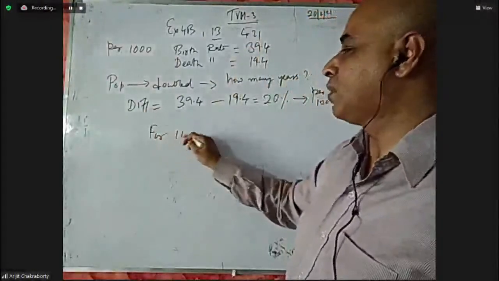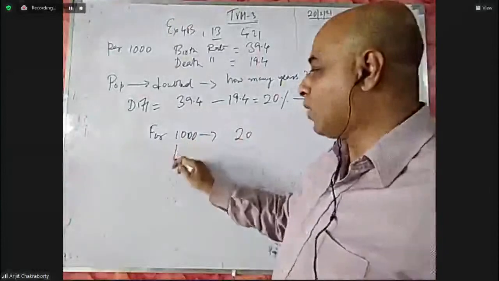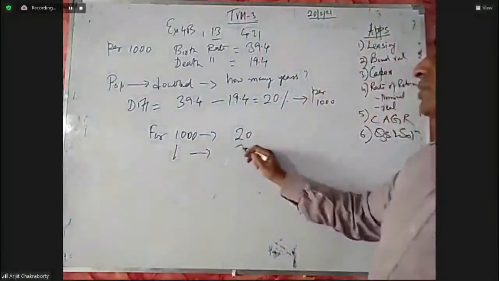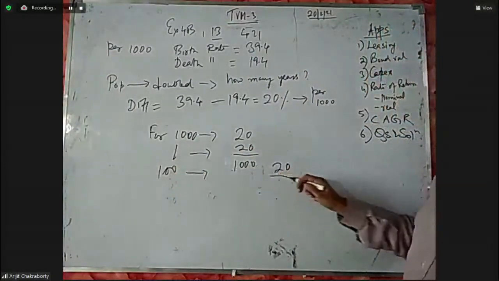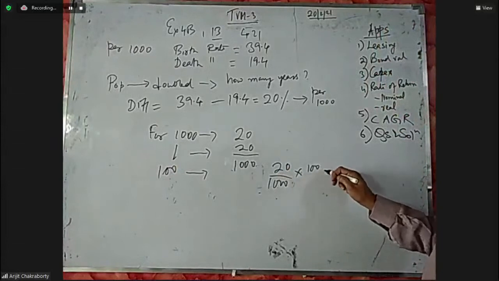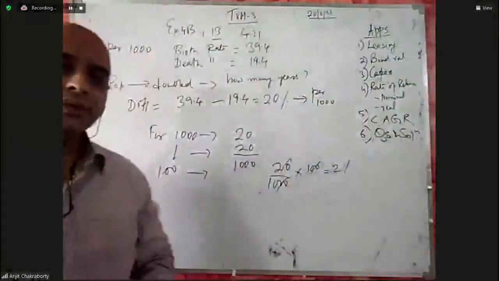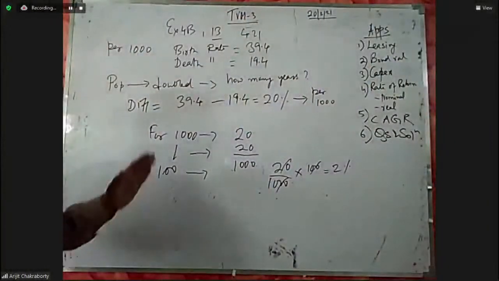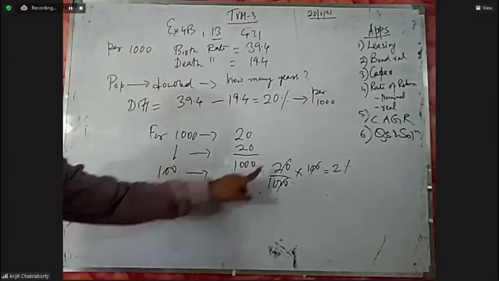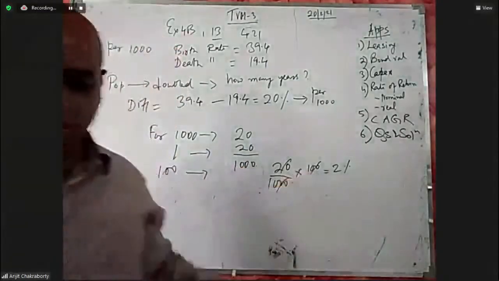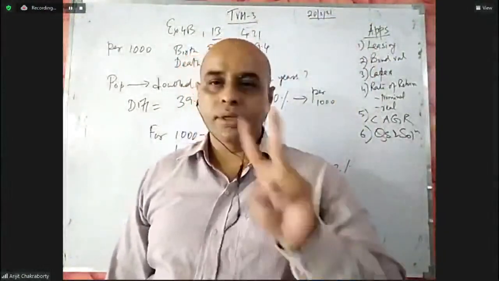For 1,000 population, the increase in the population is 20. So for 1, the population increase will be 20 by 1,000. And for 100, it will be 20 by 1,000 into 100, which is 2%. So I'm using the unitary method which you learned in school long back. For 1,000, 20, for 1, 20 by 1,000, for 100, 20 by 1,000 multiplied by 100, which gives you 2%. That means the annual rate of increase in the population is 2%.